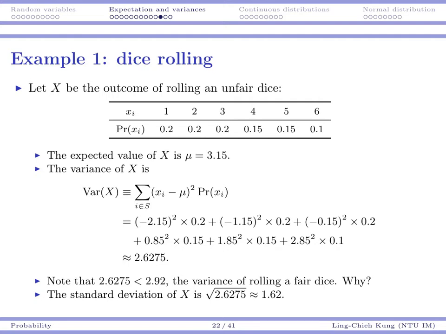So when one random outcome is easier to predict, then we say its uncertainty is lower and the variance obviously would also be smaller. We may also calculate the standard deviation, which turns out to be 1.62.